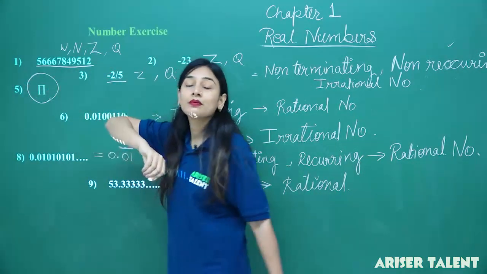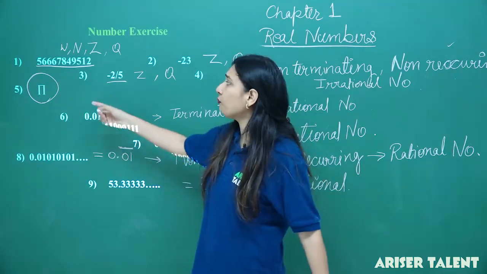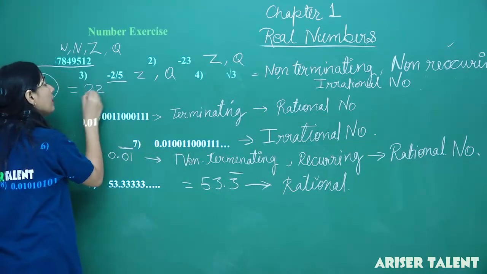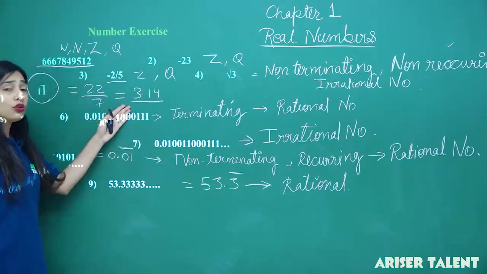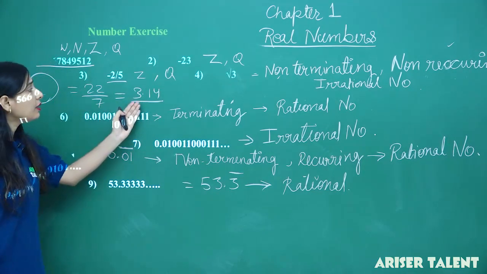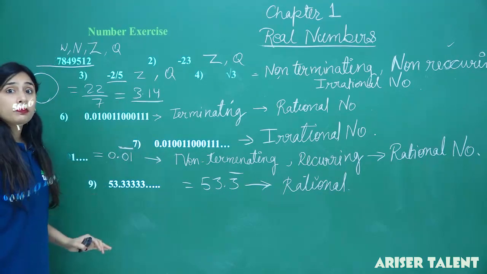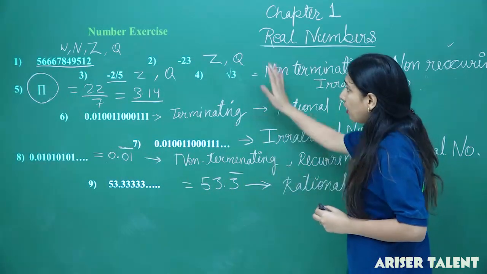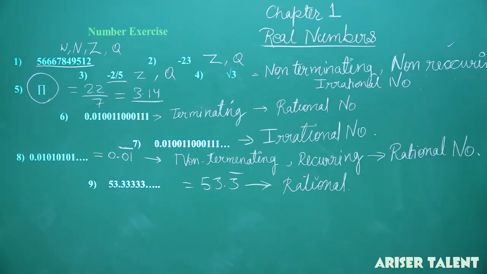Okay? Now, come to this one, this pi. What do we take as the value of pi? We will take it as 22/7. But is it so? Is the value of pi 3.14, which is terminating? No, it is not. Okay. So, all these things are clear. So, you can note it here.